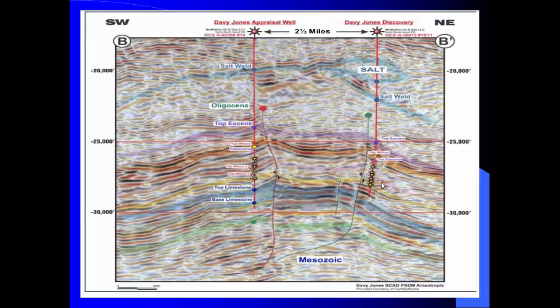On seismic, again, this is the number 1 over here, the appraisal. This is number 1, this is number 2. And again, you can see the really nice correlation they have over here. Here's the top of the Wilcox, and here are the Wilcox sands. Here they get down into the Tuscaloosa, right here above this limestone. But see how nicely that limestone goes all the way across, but they didn't hit it there.